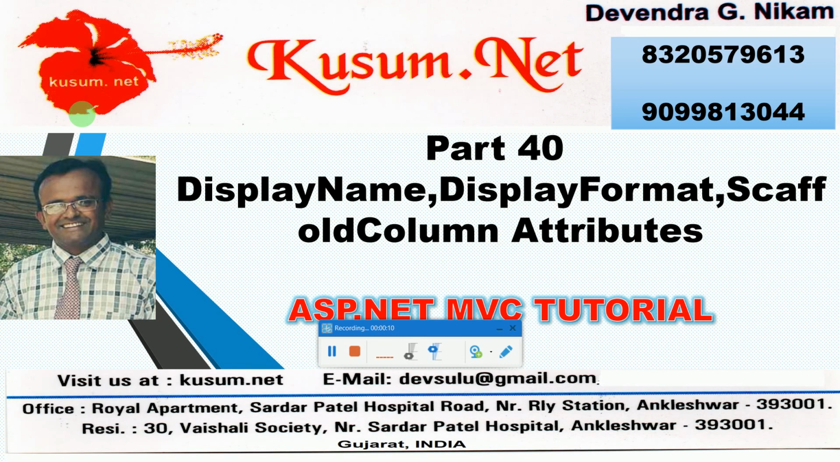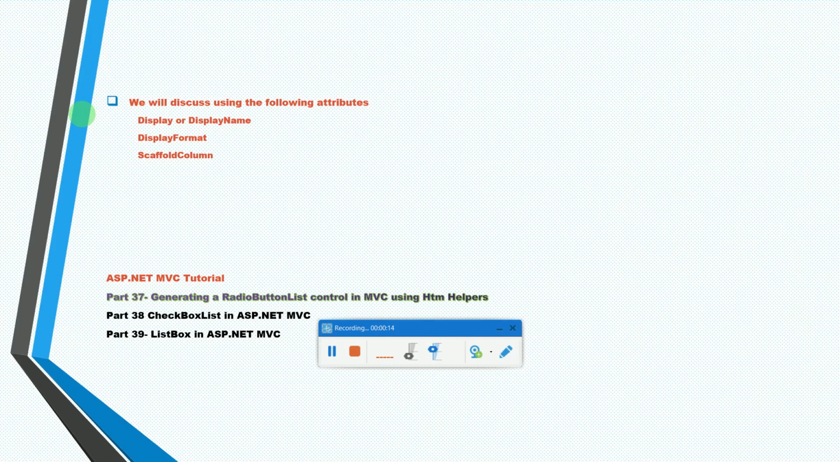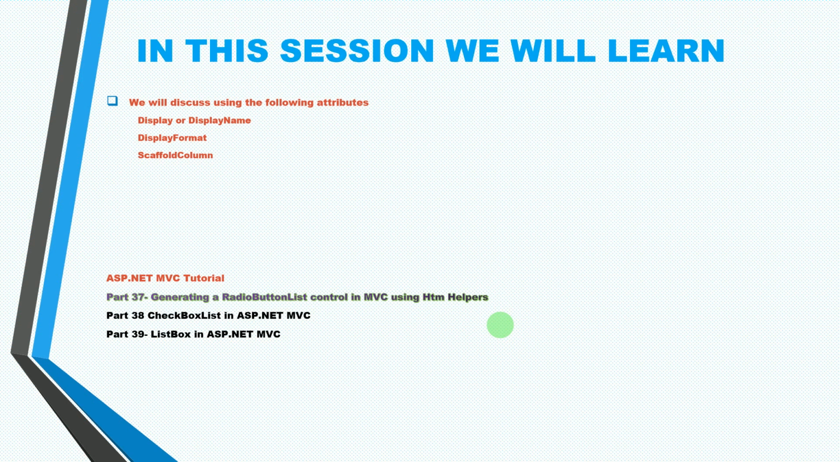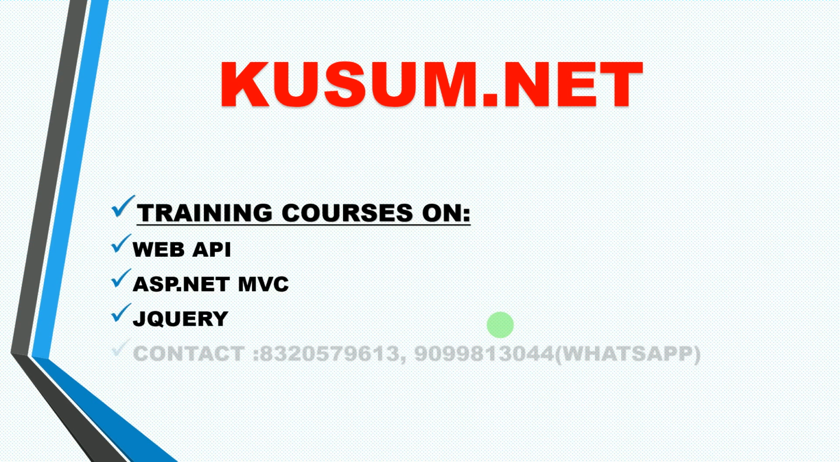Before starting this video, first visit my previous videos, part 37, 38 and 39. In part 39, I explained about list box in ASP.NET MVC. So in this session, you will learn the display name, display format and scaffold column attributes, how to use them in MVC, and the implementation of those attributes.